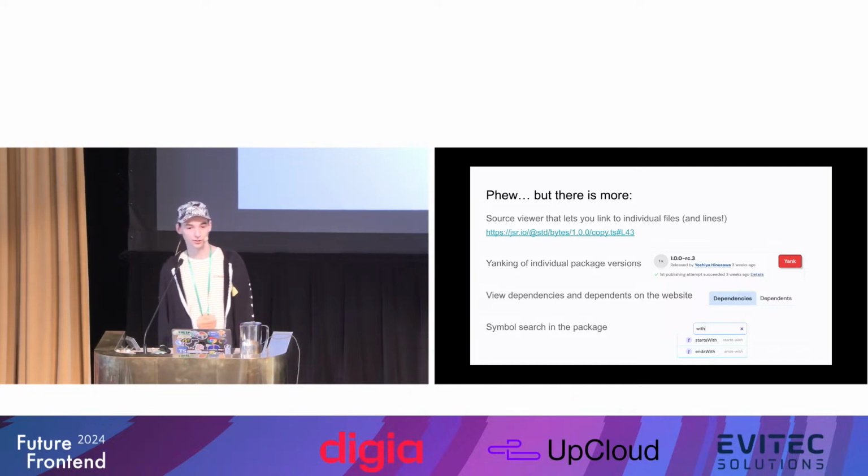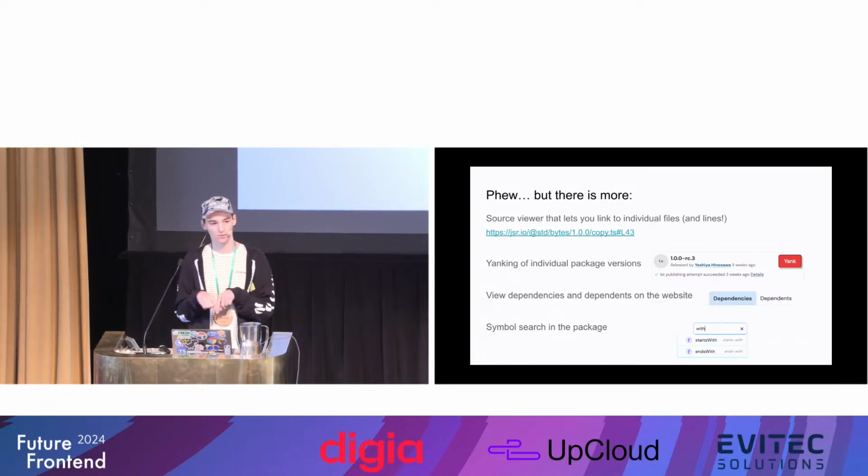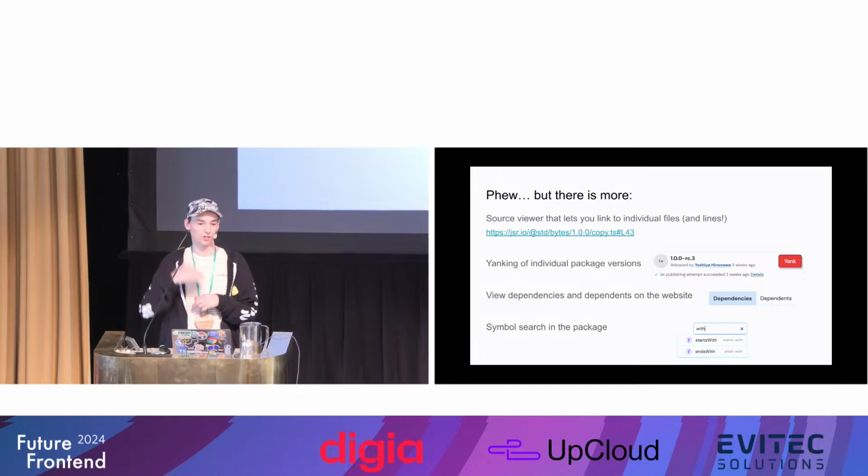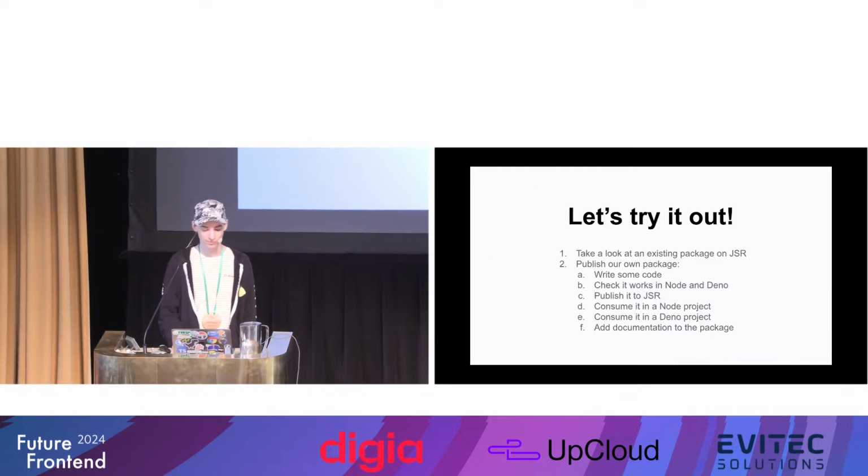You can do symbol search. So there's a search box on the website. You can open a package, type a name or something into that, and then you can see whether that package exports that function and see all of the documentation for it.